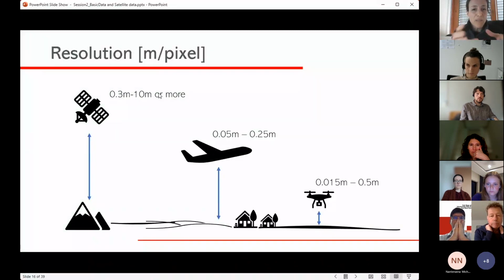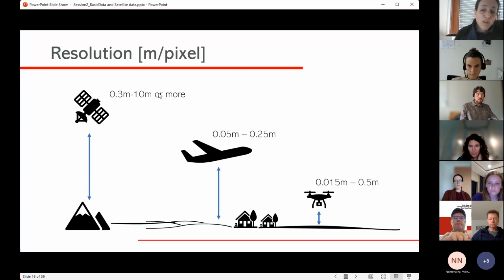Satellite imagery can be acquired from around 0.3 meters or 30 centimeters up to 10 meters or more. Then from aircraft, one can receive very high resolution, like 5 centimeters up to 25 centimeters. And from drones, even higher, down to 1.5 centimeters up to 50. I forgot the 0 there.